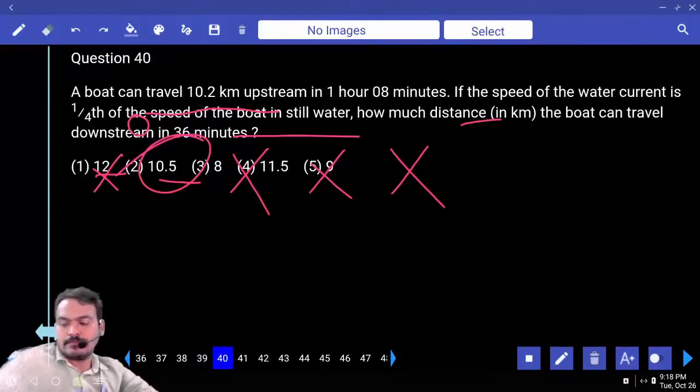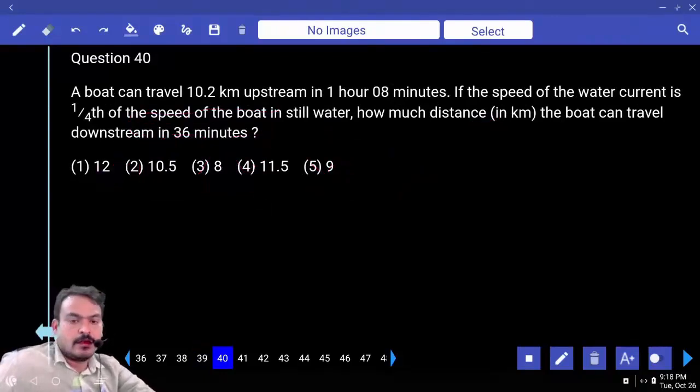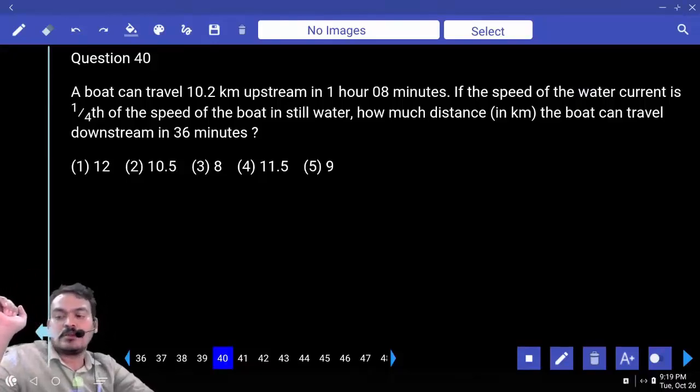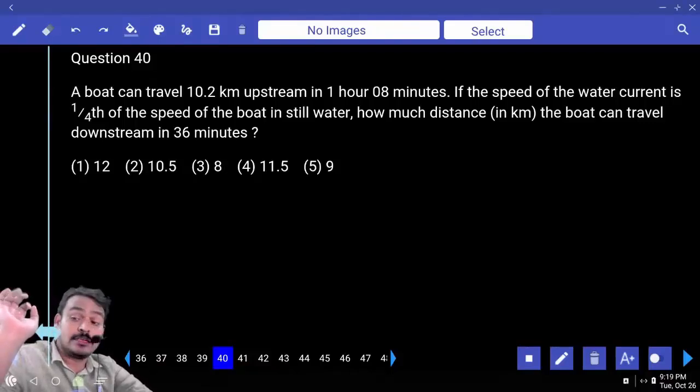Next question number 40. A boat can travel 10.2 kilometers upstream in how many minutes? 1 hour 8 minutes. 1 hour nothing but 60 minutes plus 8 minutes, total 68 minutes. If the speed of the water current is given as 1/4 of the speed of the boat, it means the speed of the boat is 4 parts and the speed of the current is 1 part. How much distance can the boat travel downstream in how many minutes? 36 minutes or not?